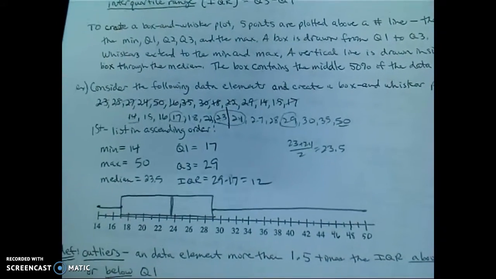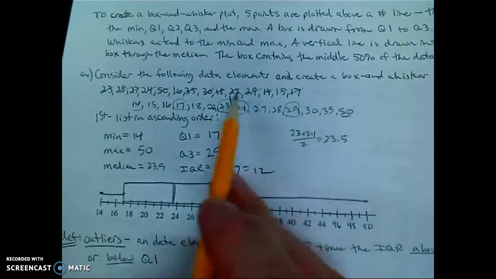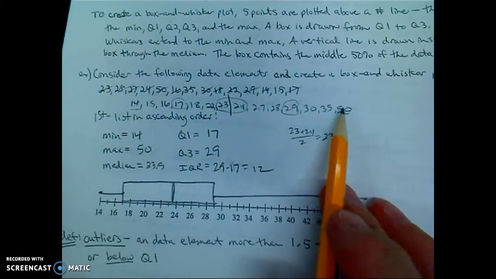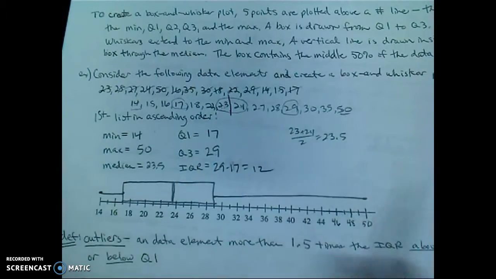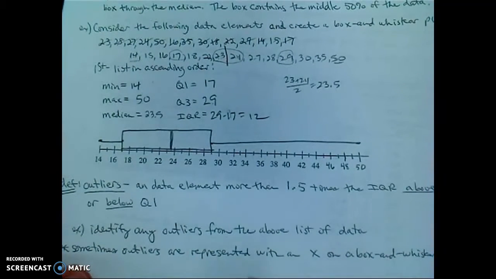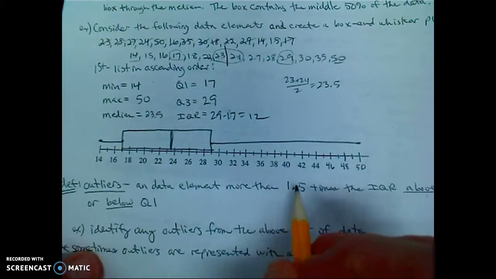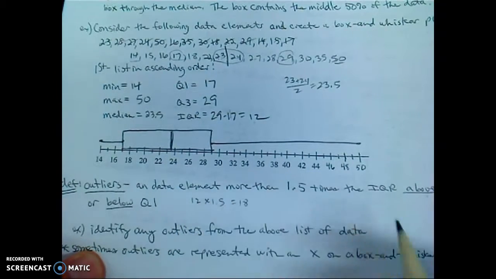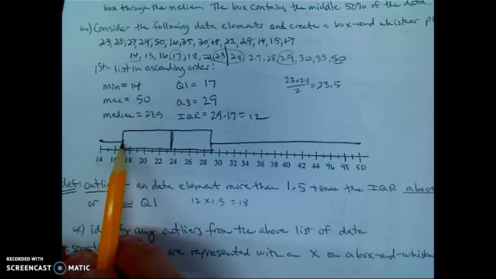There's a couple of things that we can identify. We recognize that most of these numbers are in this range of mid-teens to around 30. And then I've got this value that's really, really high. And as we know, sometimes we're paying attention to outliers. So let's take a look at a couple of things. The data element that's more than 1.5 times the interquartile range, which is 12, above Q3 or below Q1. So the interquartile range is 12 times 1.5, that's 18. So 18 greater than this value or 18 lower than this value.